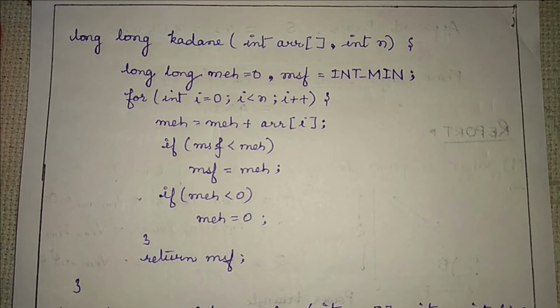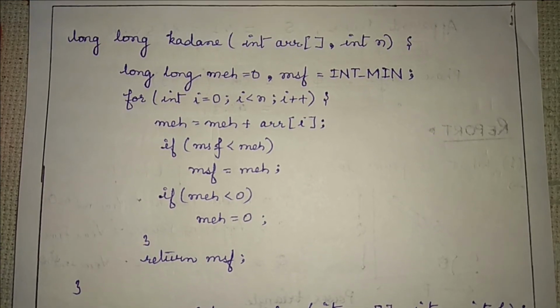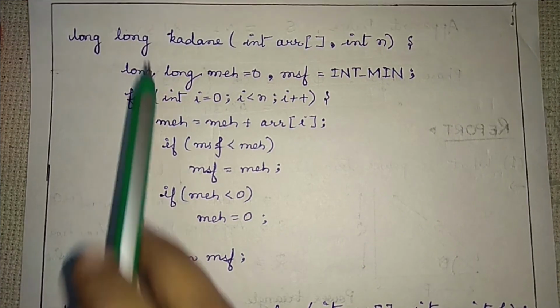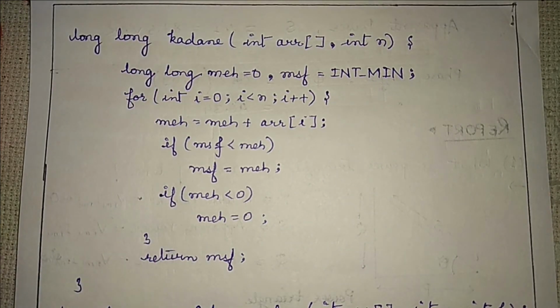So let's first calculate Kadane sum. For Kadane sum, as you already know the algorithm, as we discussed in our previous video, if you haven't gone through it, you can check the link given in the description. So why have I taken long here? Since our input ranges from 1 to 10 to the power 5, it is mandatory for us to take long, otherwise we may miss some input because of overflow.